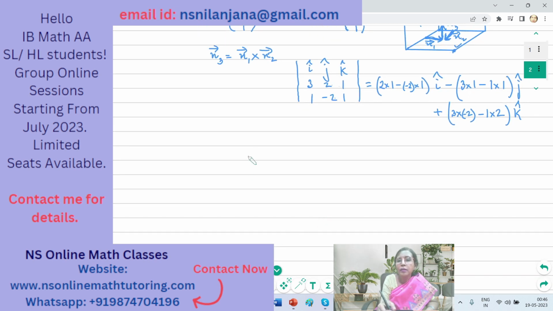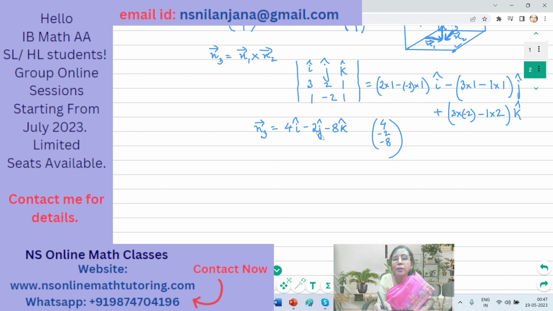Therefore, n3 is equal to 2, and this is minus 2 times 1 is minus 2. Minus of minus 2 is plus 2. So 2 plus 2 is 4i. This is 3 times 1 is 3, and this is 1. 3 minus 1 is 2. Minus 2j. 3 times minus 2 is minus 6, and this is minus 2. So minus 6 minus 2 is minus 8. Minus 8k. Okay? You can write it in this form as well if you want, 4, minus 2 and minus 8. I have written in unit vector form.